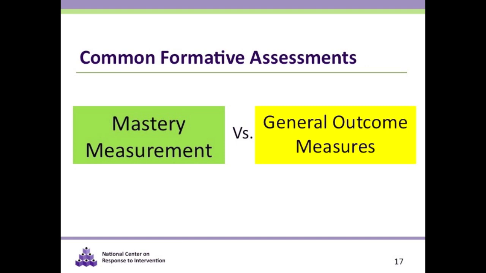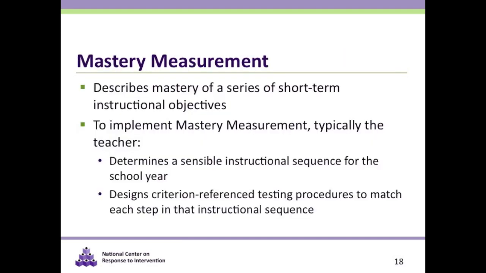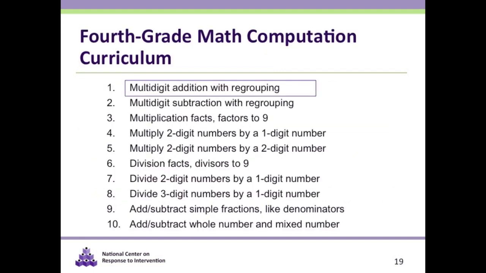So first we'll talk a little more about mastery measurement. A mastery measure describes mastery of a series of short-term instructional objectives. To implement mastery measurement, a teacher will typically determine a sensible instructional sequence for the school year and design criterion-referenced testing procedures to match each step in that instructional sequence. Here is an example of a fourth grade math computation curriculum with 10 objectives the teacher plans to accomplish for the year.